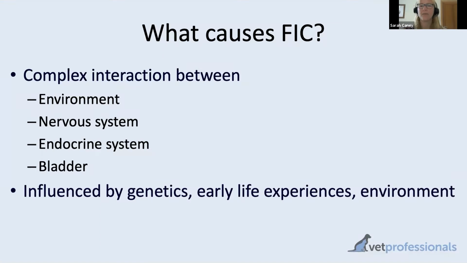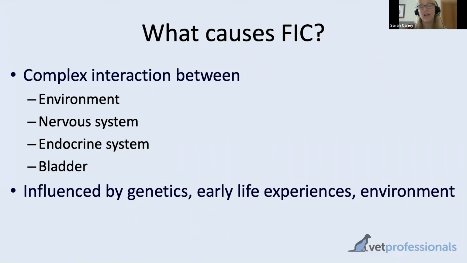I think that's okay. So what causes FIC? Well, it's certainly a complicated picture, one of those situations where many factors are interacting to result in that end result of a cat that is having painful, difficult urination. And the interaction is thought to involve not only the urinary system, but also the nervous system and the endocrine system, the hormonal system in the body, and the cat's environment. So all of these things are interacting in certain susceptible cats to lead to these clinical signs that we see as carers and as vets.